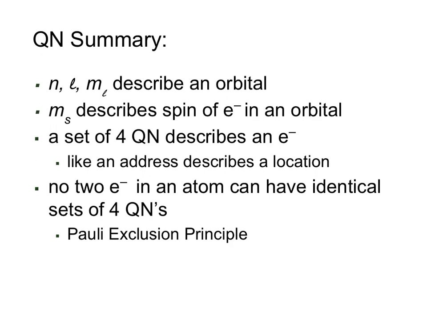The Pauli exclusion principle also tells us that no 2 electrons in an atom can have an identical set of 4 quantum numbers. And we'll take a look at what that means.